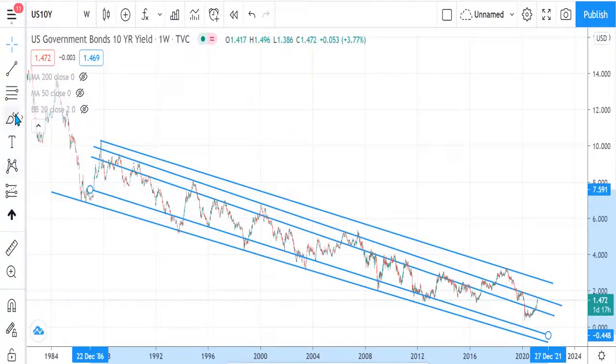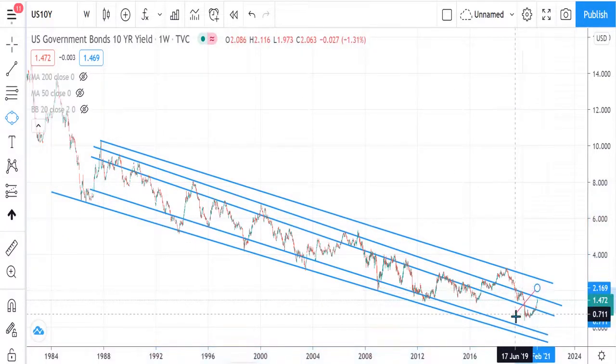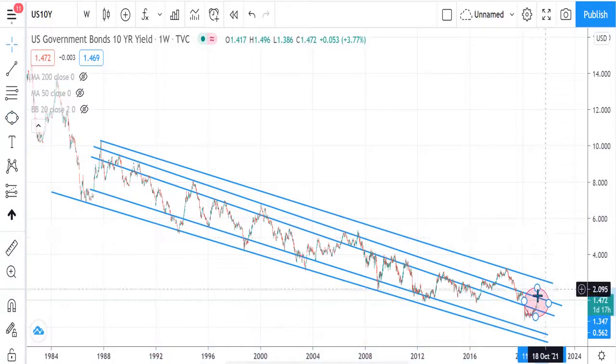current one is somewhere here. I'll try to draw the circle. So we are currently here. Okay, so this is our current place.